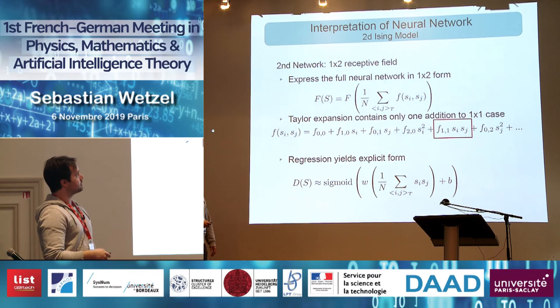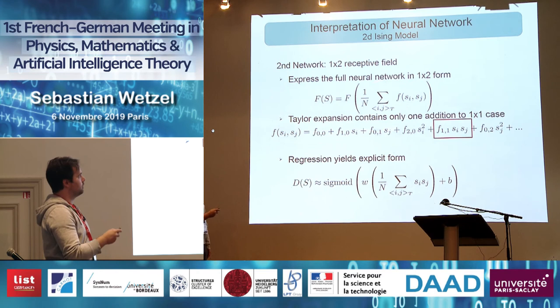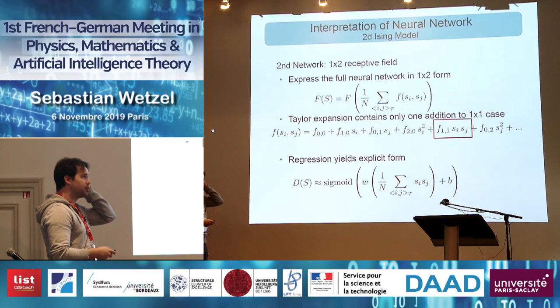And this is the function that gives you all the functions that the neural network is left with being able to learn. If we Taylor expand, we find that higher order terms can be absorbed by lower order terms, and the only new term that we see is this term in the Taylor expansion. So that already gives us a hint that the neural network learns the energy.